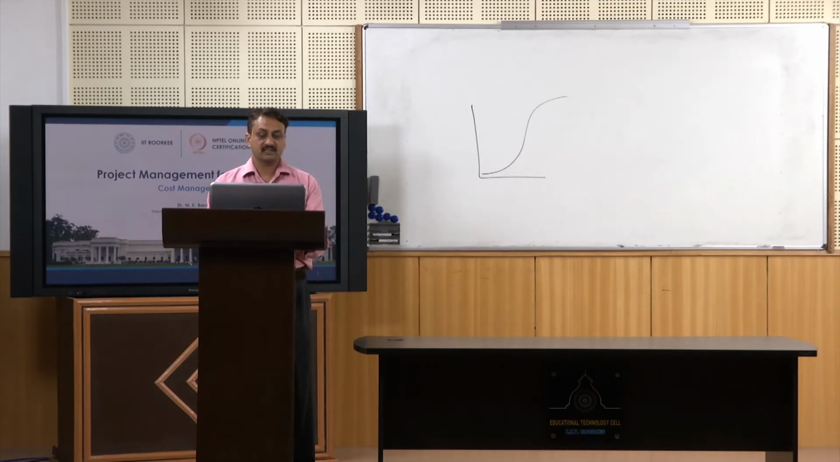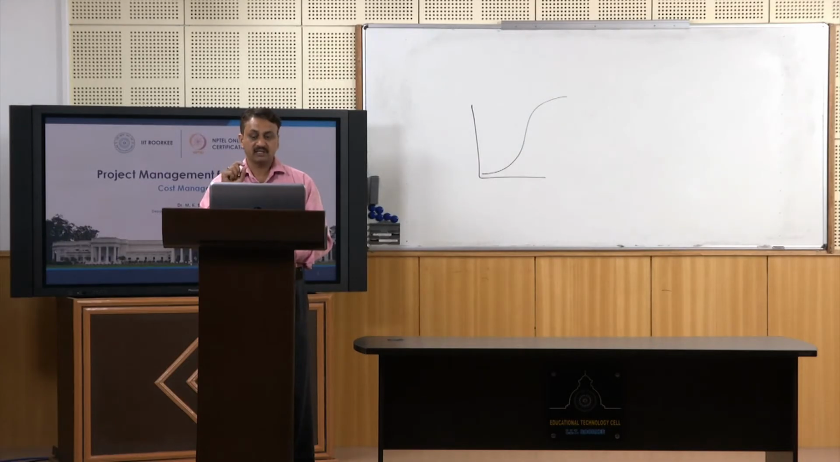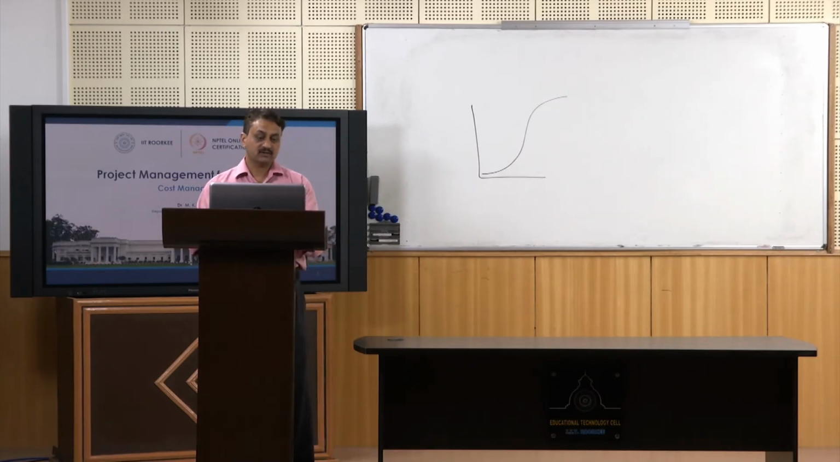So cost variance is equal to earned value minus actual cost. The cost variance at the end of the project will be the difference between the budgeted completion and the actual amount spent. So whatever is the budget at the end of the project and how much amount you have spent, that difference is cost variance, right. And if you want to calculate cost variance, it is earned value minus actual cost. So this is cost variance.